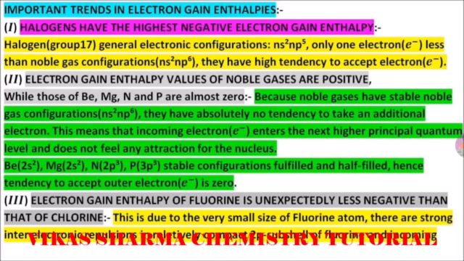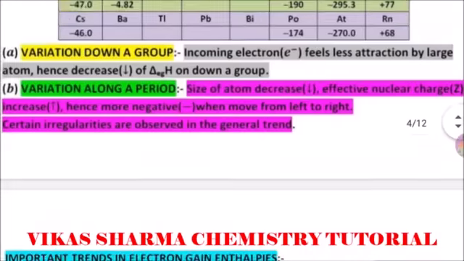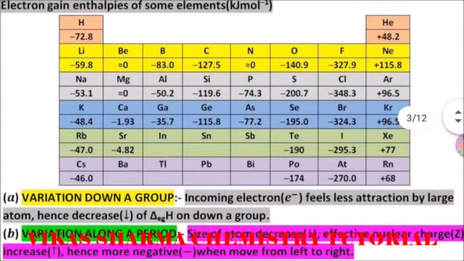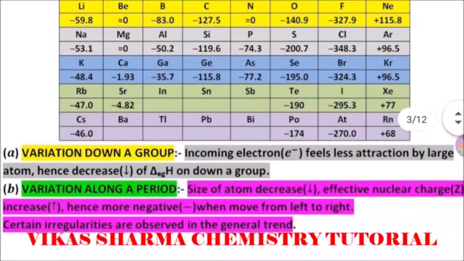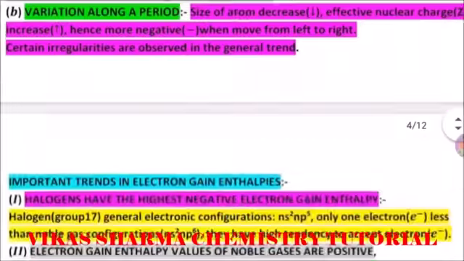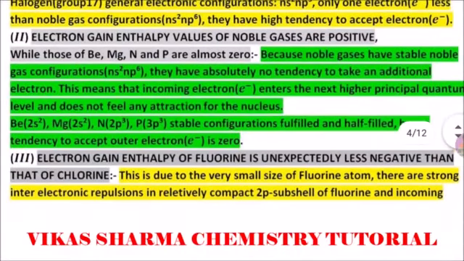Half-filled and fully filled configurations are stable, so they have no tendency to accept outer electrons, hence their delta EgH, the electron gain enthalpy, is zero. The third trend is that the electron gain enthalpy of fluorine is unexpectedly less negative than that of chlorine. You can see in the table, fluorine shows minus 327.9, but chlorine has minus 348.3, which means it's greater than fluorine. This is due to the very small size of the fluorine atom.